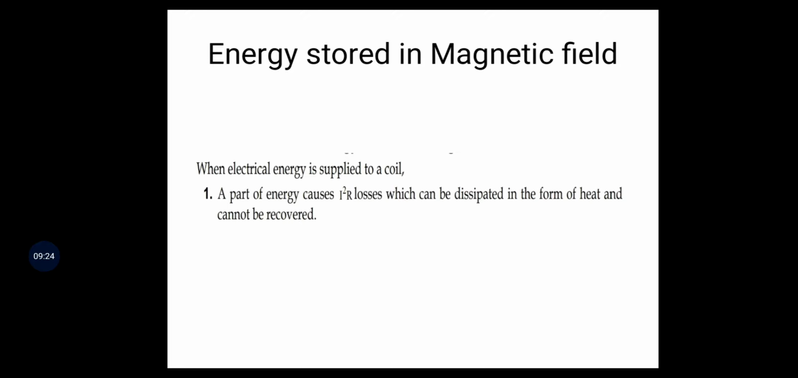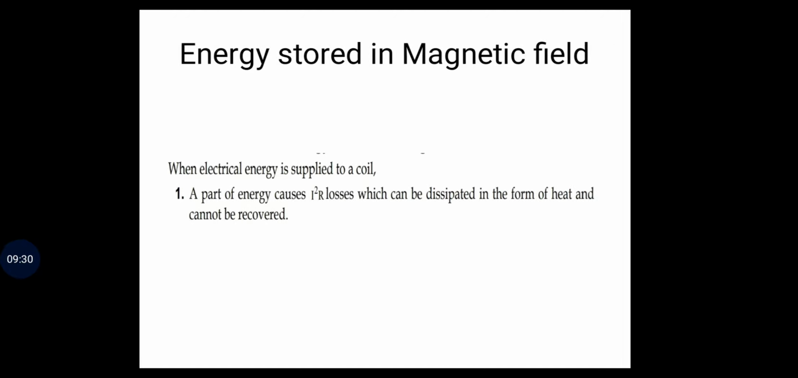Next we are discussing energy stored in magnetic field. What is meant by energy? Here energy is stored in the magnetic field. A part of the energy causes I square R losses, which are dissipated in the form of heat and cannot be recovered.